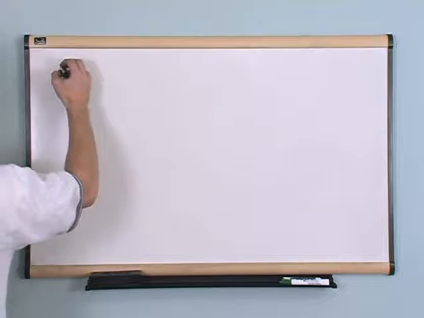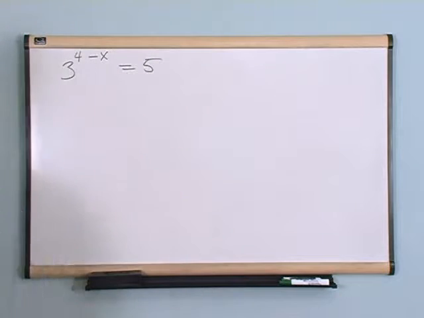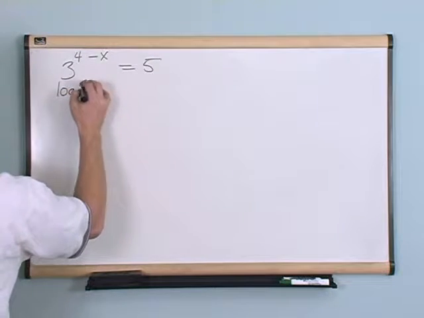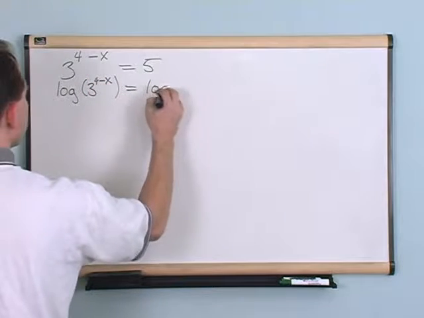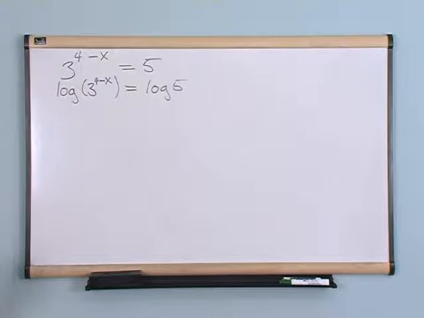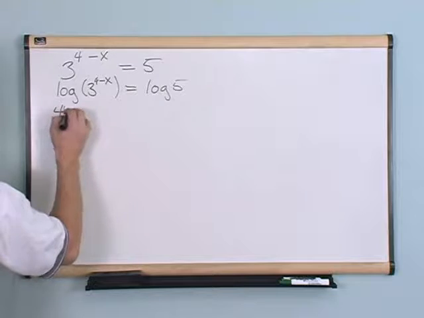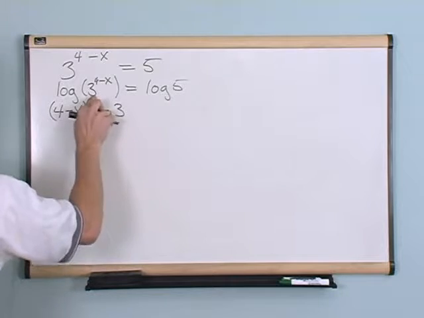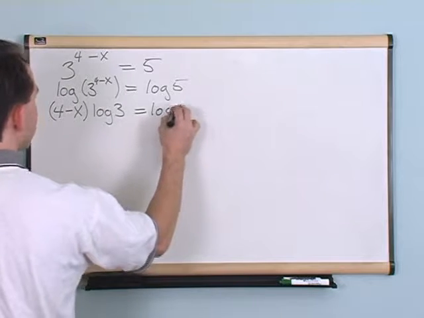What if you had an equation that looked like 3 to the power of 4 minus x equals 5? And I said solve for x. Again, I can take the logarithm of both sides. So I'd have log of 3 to the 4 minus x equals log of 5. Here I have an exponent, so I can pull that out. So that's going to be 4 minus x times the log of whatever's left over, which is 3. Remember, this is just a property we learned at the beginning, equals log of 5.